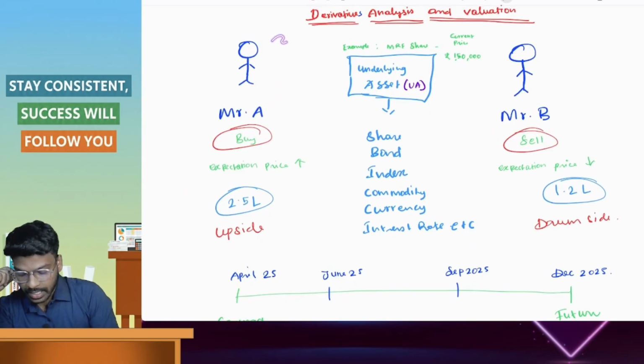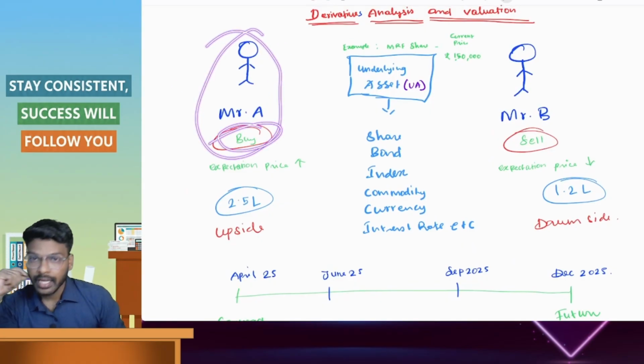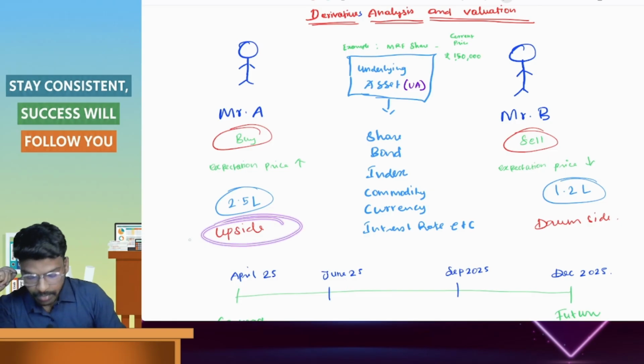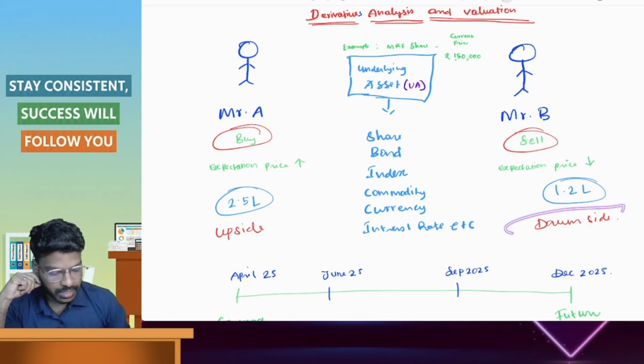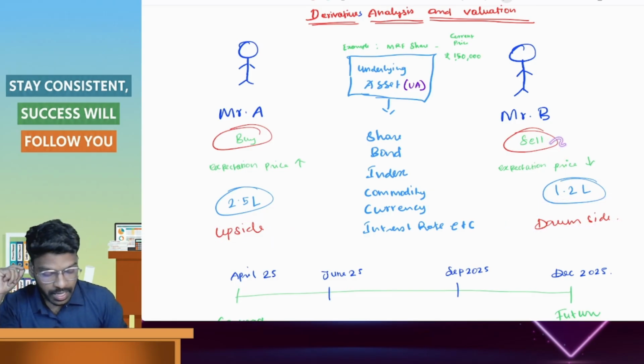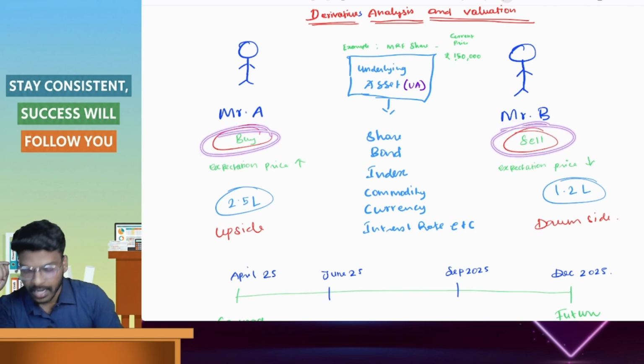So Mr. A will enter into a buy contract. Okay, it is upside betting. In the case of Mr. B, it is downside betting because he will sell the underlying asset, and Mr. A will buy the underlying asset.